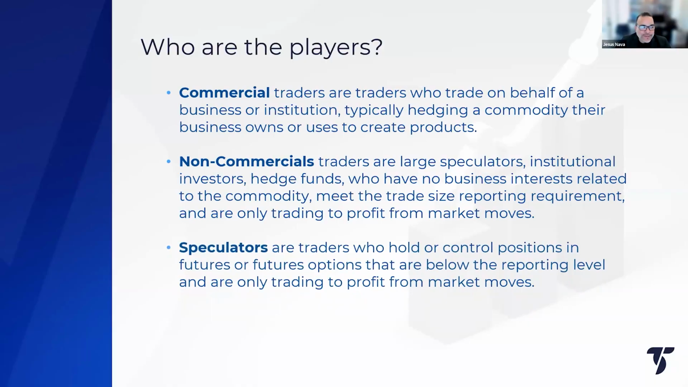On the other end, this is the third group. These are the speculators, and these are the ones who hold or control a position in futures below the reporting level, but are only there to profit from the market moves. So non-commercials and speculators are very similar in the sense that they're both trying to benefit from the market movements, but the only difference is that non-commercials are trading in bulk quantities beyond a threshold that obligates them to make a reporting to the CFTC.